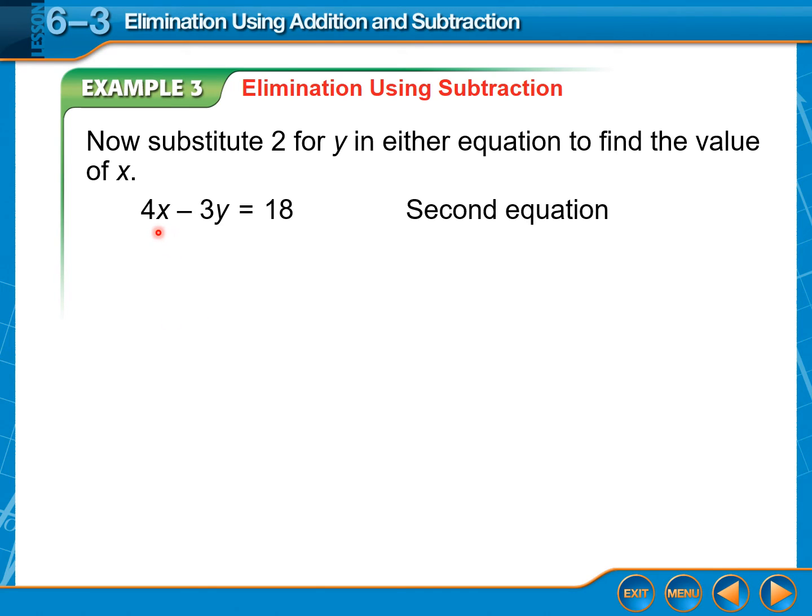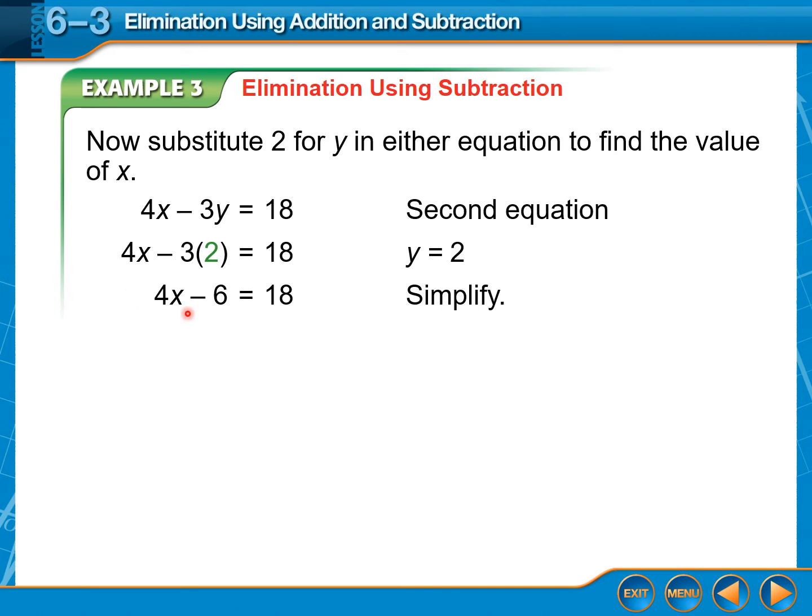So in the second equation, we take 4x minus 3y equals 18. We're going to replace y with 2. So 4x minus 3 times 2 is equal to 18. 3 times 2 is 6, so we simplify it to 4x minus 6 equals 18.